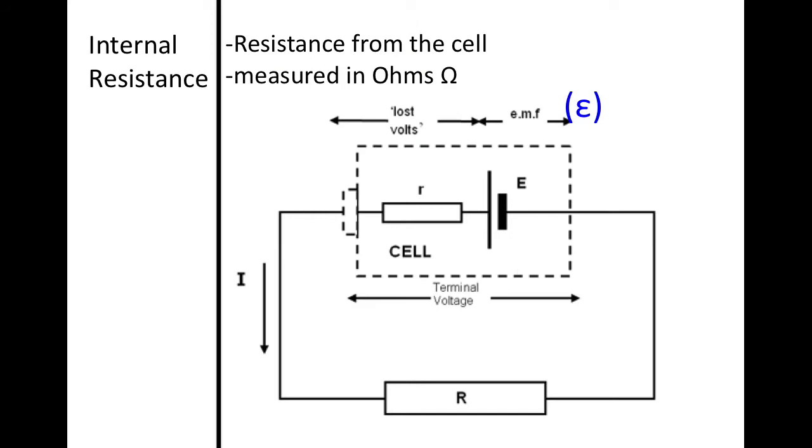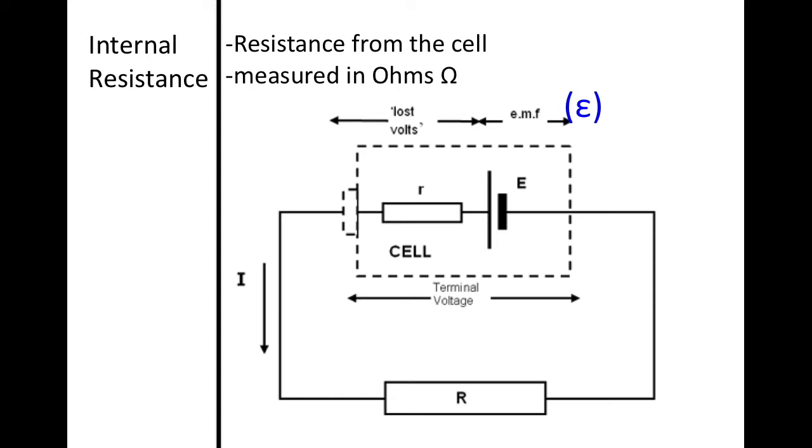Internal resistance is resistance that comes from the cell itself and is measured in ohms. A cell can be thought of as a source of EMF, which is known as epsilon here, with a resistor that is connected in series. To help us visualize this, a cell is represented as a perfect cell of EMF attached in series to an internal resistance, which is given the symbol of lowercase r.